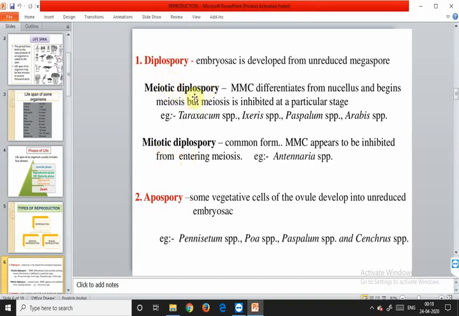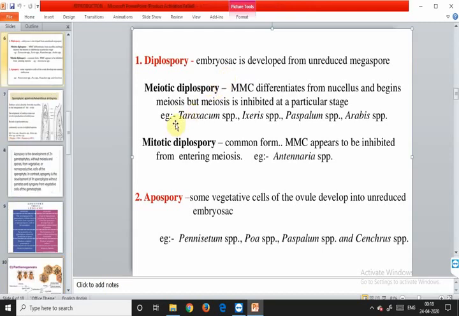In meiotic diplospory, the megaspore mother cell differentiates from the nucellus and begins meiosis, but meiosis is inhibited at a particular stage. That is also called abortive meiotic diplospory. Abortive means meiosis occurs at first, but later on the meiosis process is dropped, and the division continues without meiotic division. The embryo sac formed is 2n, and the megaspore mother cell involved was also 2n. This occurs in plants such as Taraxacum, Ixeris, Paspalum, and Arabis.